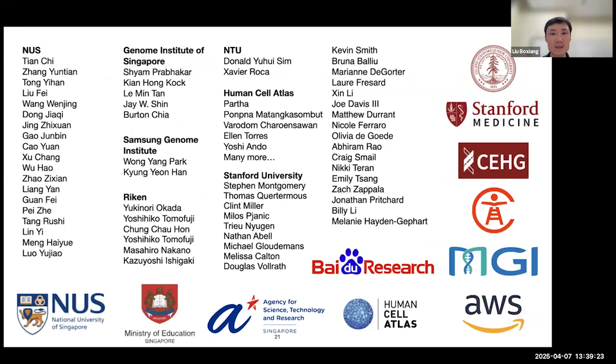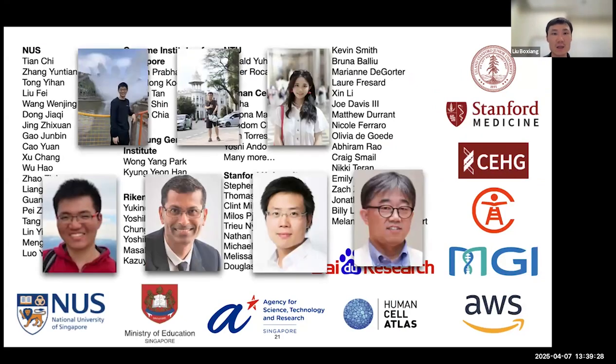So I'd like to highlight many wonderful collaborators, and especially these seven individuals. The top row are the three co-first authors of the paper, and the bottom row are the four data champions for this cohort. So Ken Hong, Sham, Jay, and Won Yang.